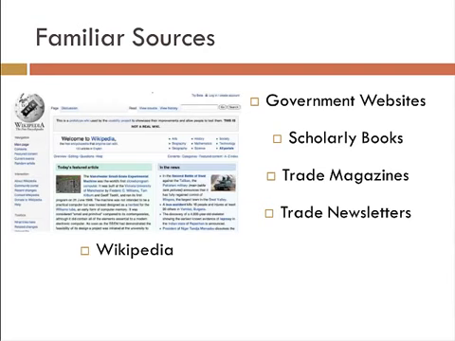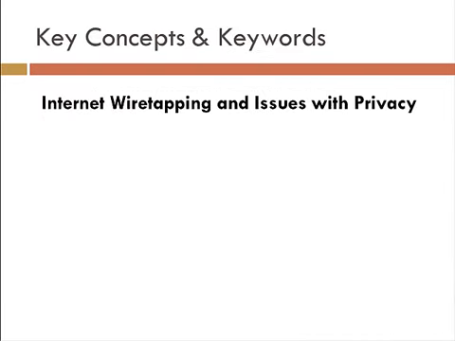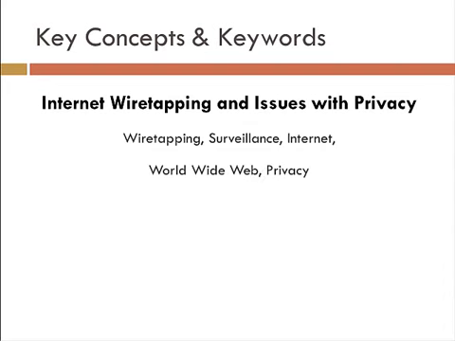For example, you may want to look at more scholarly, subject-specific encyclopedias. These types of encyclopedias are available through the library, and they may also provide background information, but they're written by experts and heavily edited. Using such an encyclopedia, I might want to consider my topic. I'm interested in wiretapping on the internet. So these are some of the keywords and concepts I'd originally thought about searching.